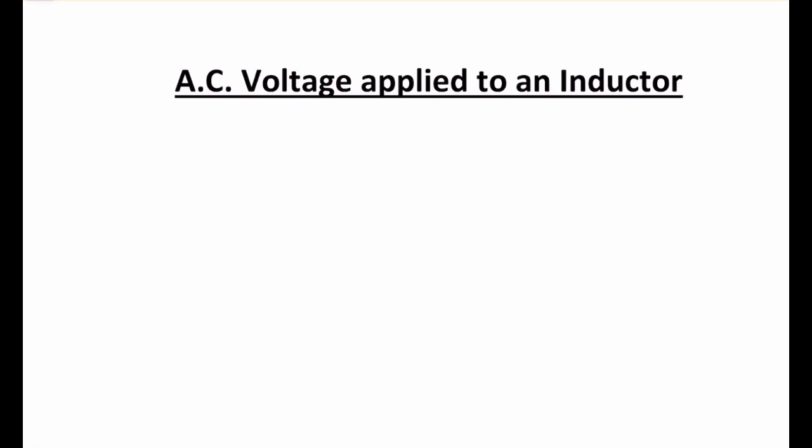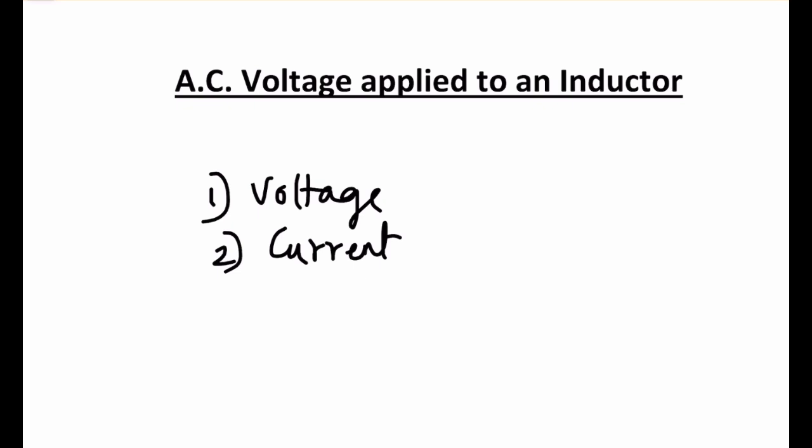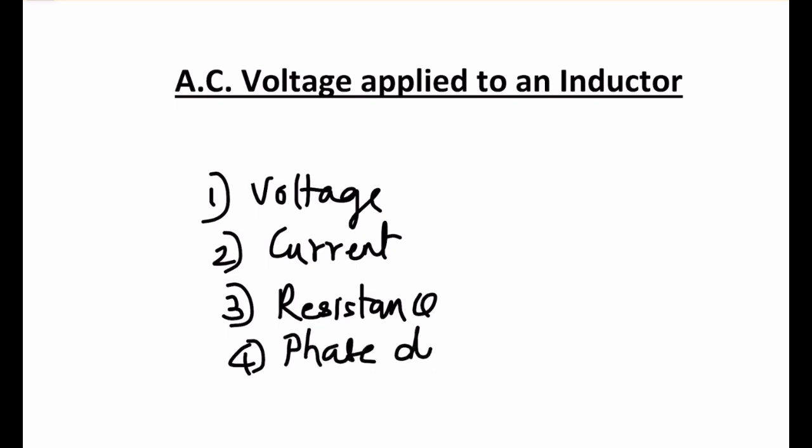What are those 5 equations? Number 1, the voltage equation; number 2, the current equation; number 3, the resistance of the circuit; number 4, the phase difference between voltage and current; and number 5, the power through the circuit. These are the 5 points which we have to write for every circuit. If you want to know more, you can see my previous video.